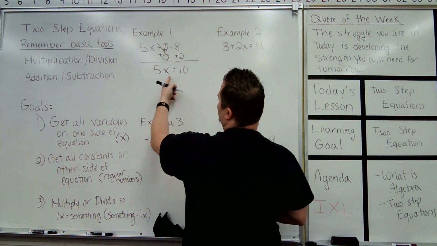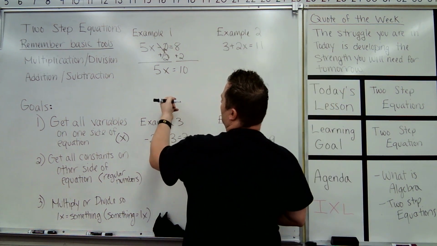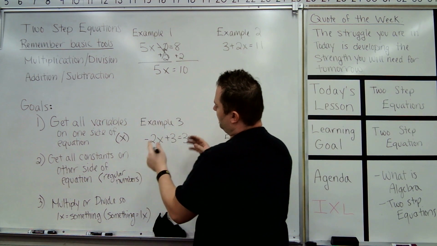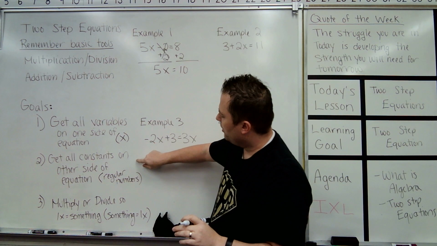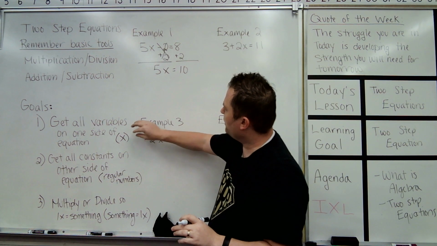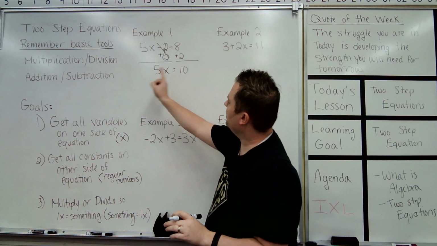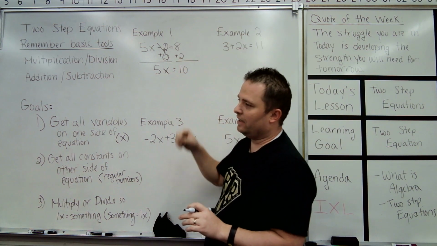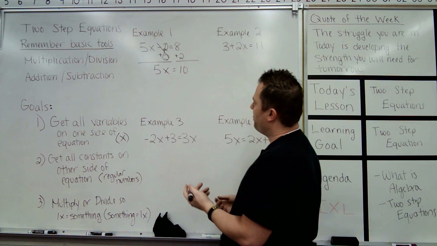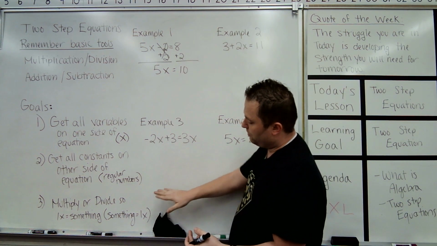If I have two things being multiplied, I should take a step back. I now have all of the constants, the regular numbers, on one side and the variables on the other. The x's are on the left, the regular numbers are on the right. You'll notice that this step eliminated it from the left-hand side. Now I will continue with my last step.